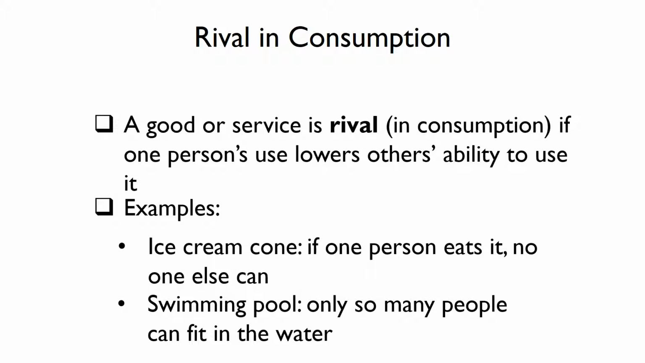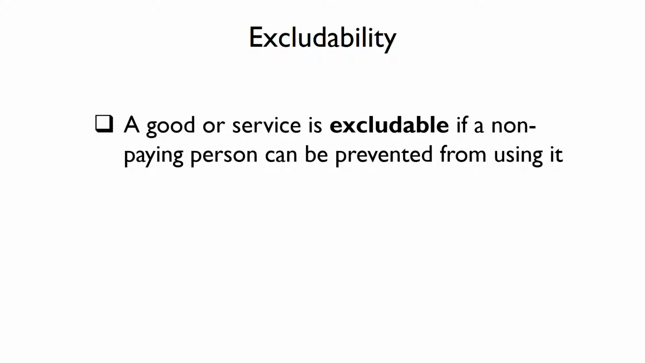Another example is a swimming pool. Since only so many people can fit in the water, every additional person is limiting the enjoyment of everybody else, especially once that pool starts to fill up. And so therefore, a swimming pool can act as a rival good. The second category are excludable goods. A good or service is excludable if a non-paying person can be prevented from using it.